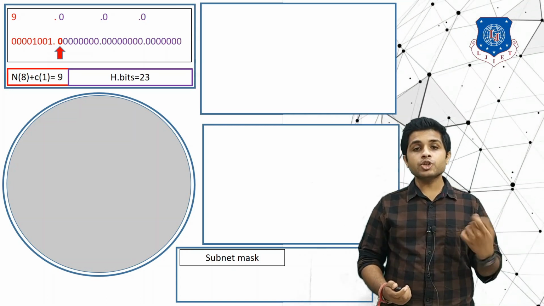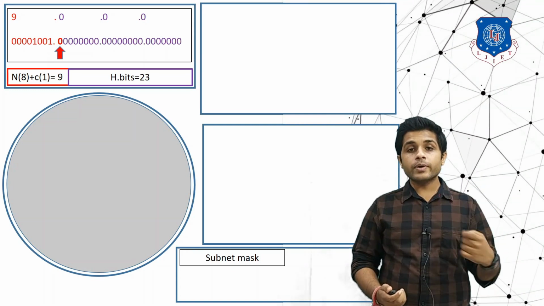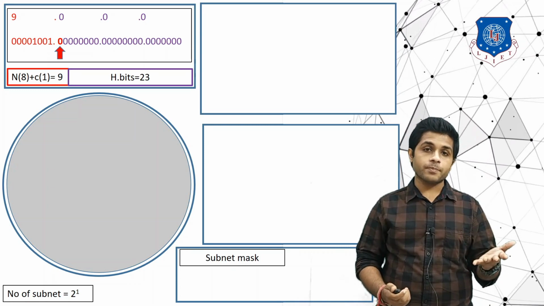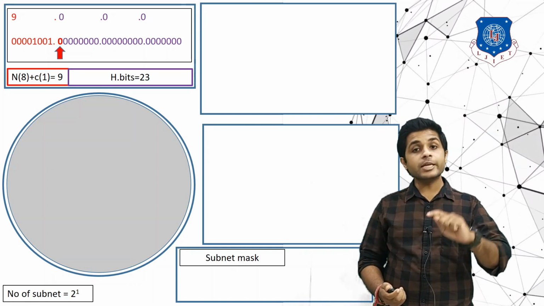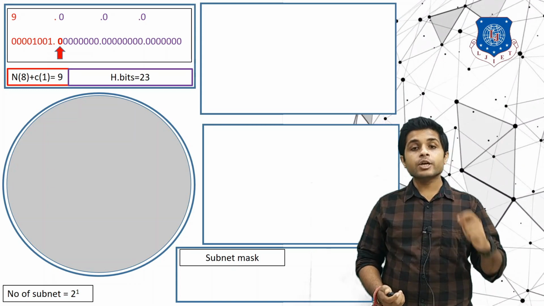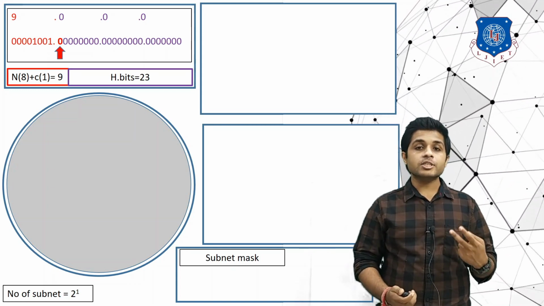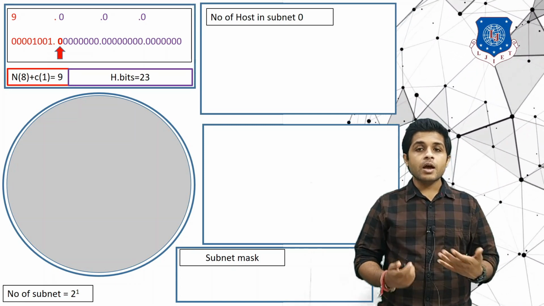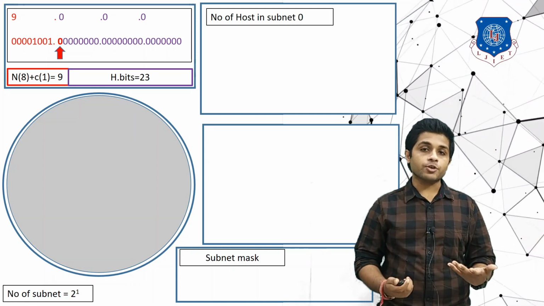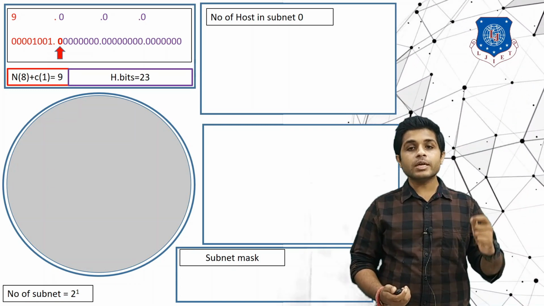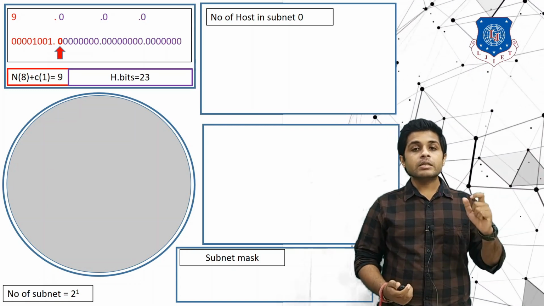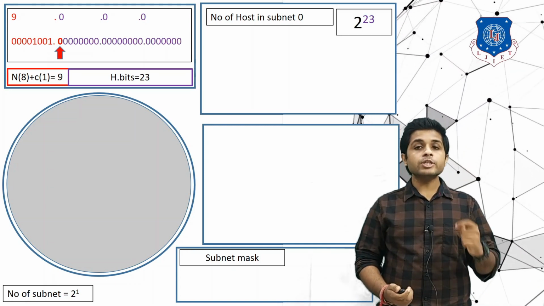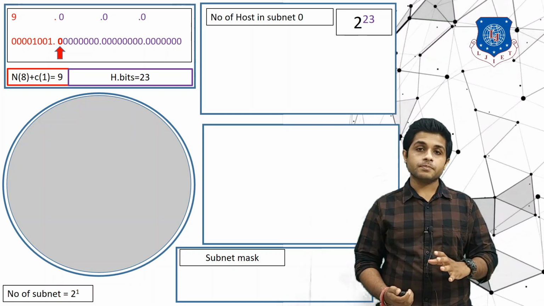So what information will you get from the converted bit? From the converted bit, you will know how many subnets are possible. We have converted one host bit into network bit, so we will get 2^1, meaning 2 subnets, which are subnet 0 and subnet 1. So let's find how many hosts are possible in subnet 0. To find the number of hosts in a particular subnet, we have to check the length of the host bits, which is 23. So in subnet 0, 2^23 hosts are possible.